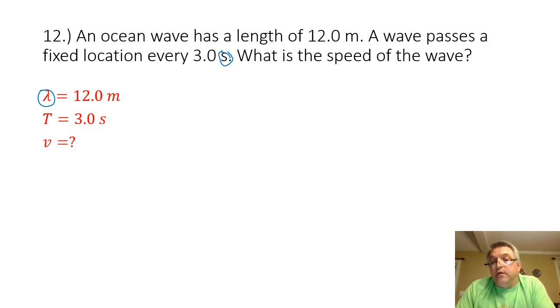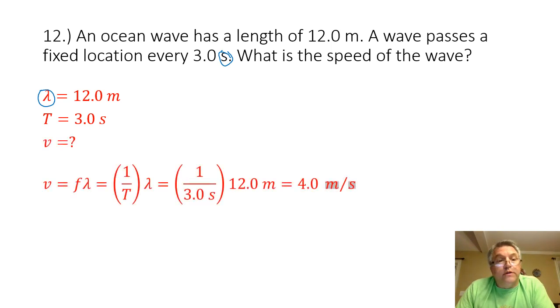So I know that the speed of the wave is equal to the frequency times the wavelength. And I know the frequency is the reciprocal of the period, so I can just replace my frequency here with 1 divided by T, same thing. And that's effectively going to have 12 meters divided by 3 seconds, which is going to give me 4.0 meters per second.